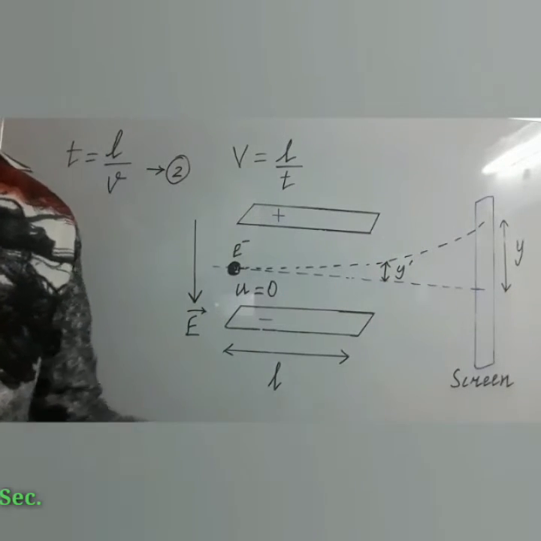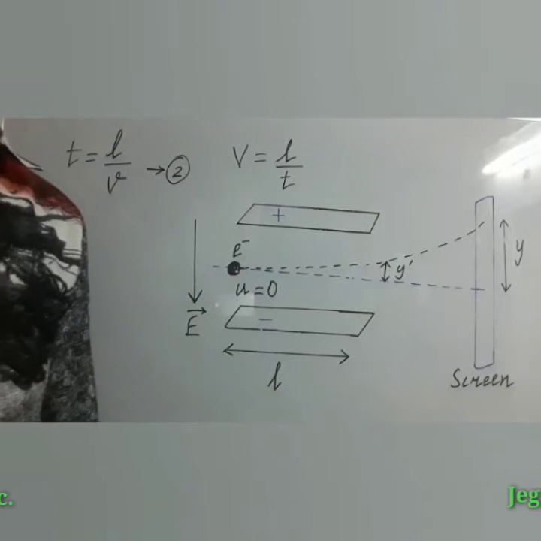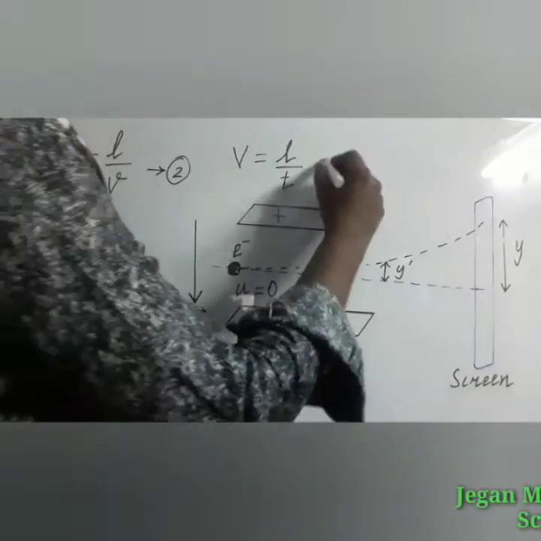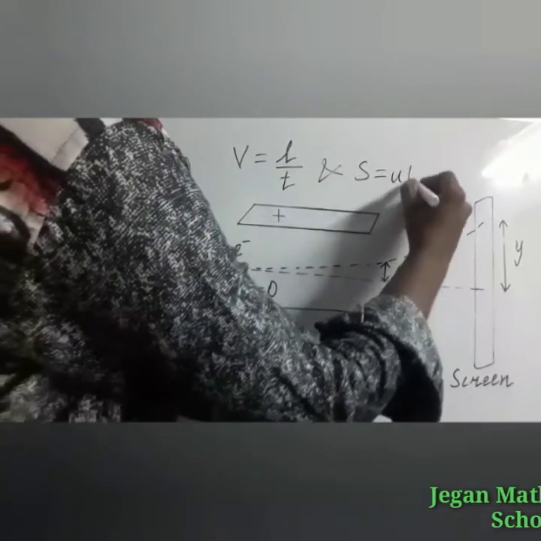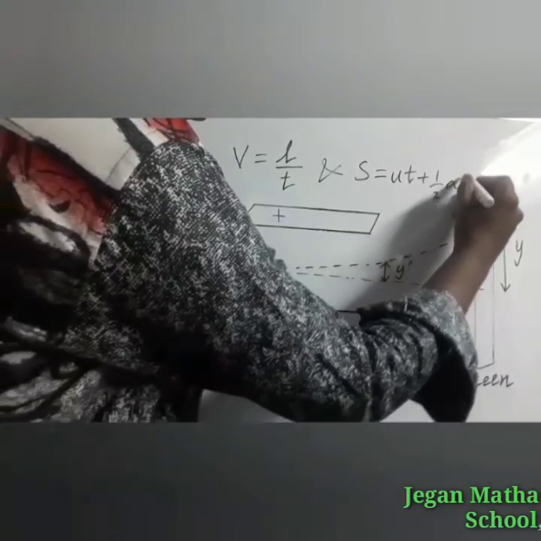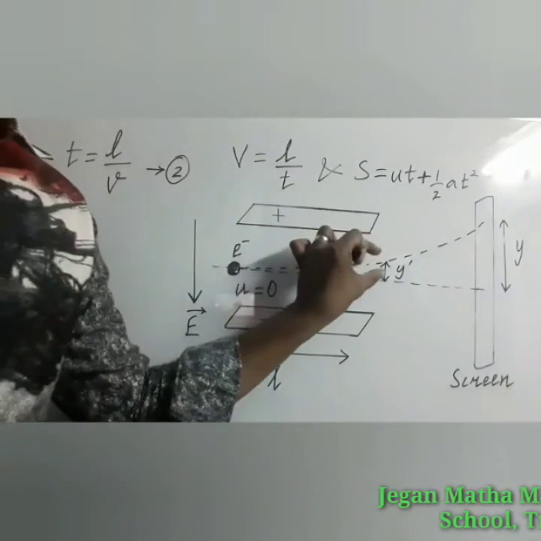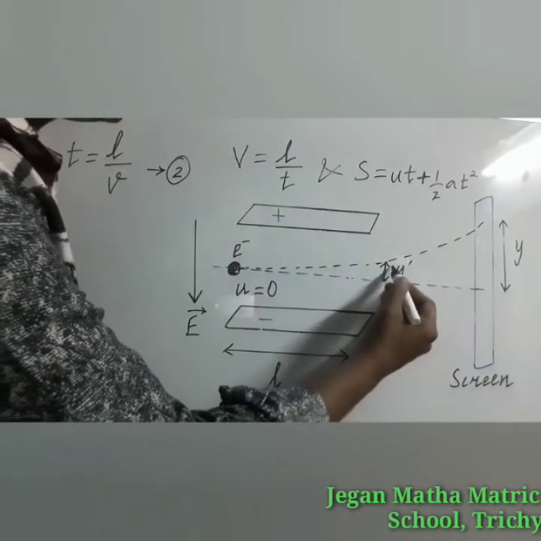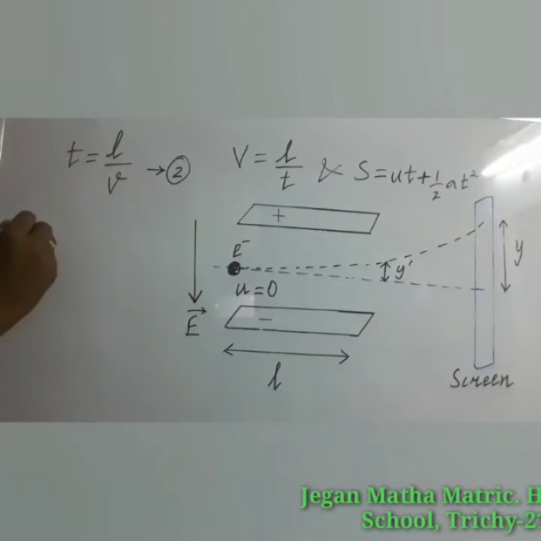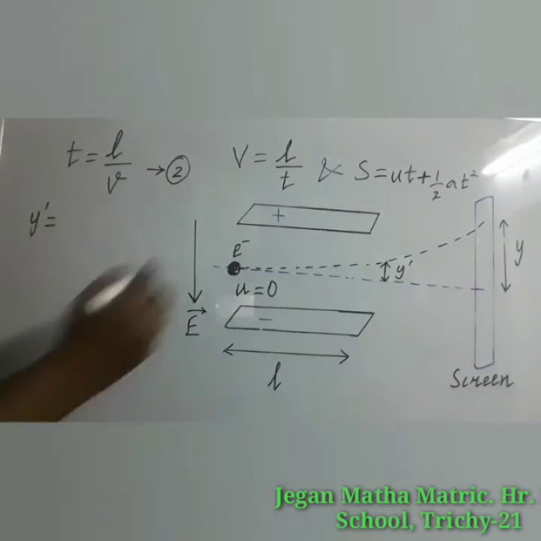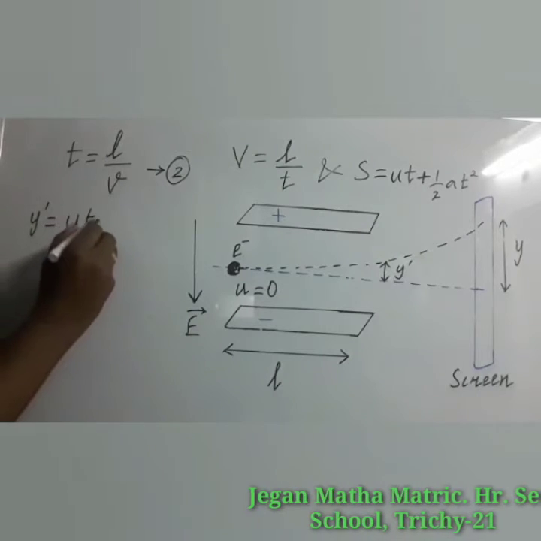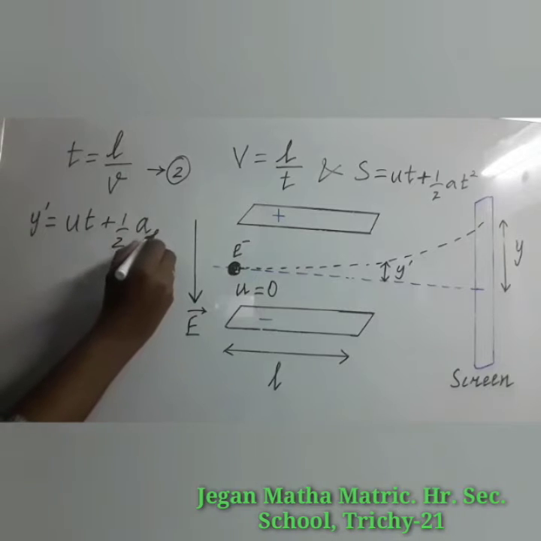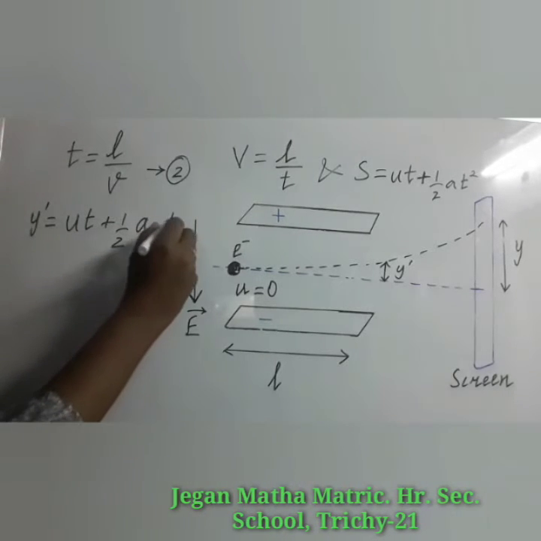Now we have to find the expression for that vertical displacement y dash. In the 11th standard we have learned equations of motion. Now we are going to take the second equation of motion: S is equal to ut plus 1 by 2 at square. Here what is the displacement? Y dash, from the original path it is displaced vertically. So instead of S you can write y dash, that is equal to ut plus 1 by 2, here acceleration of the electron, so we have to write ae t square.